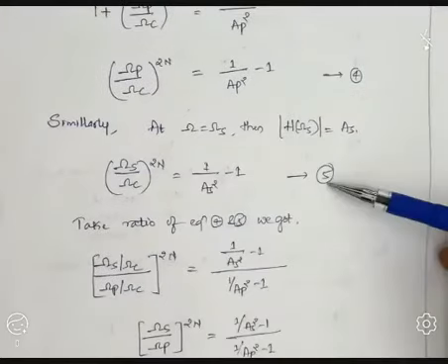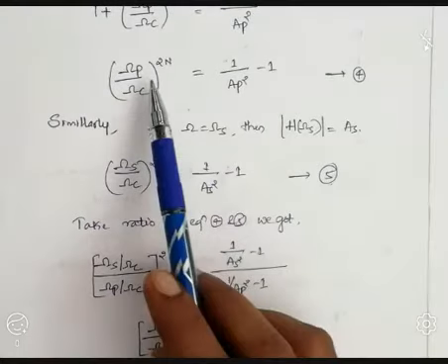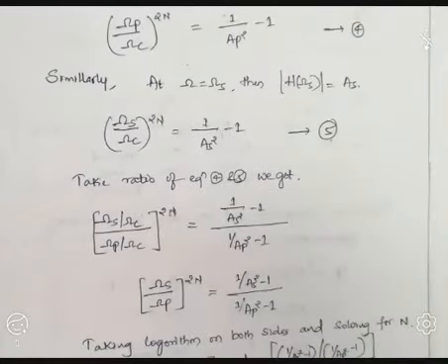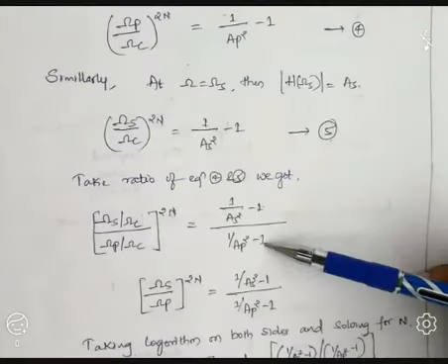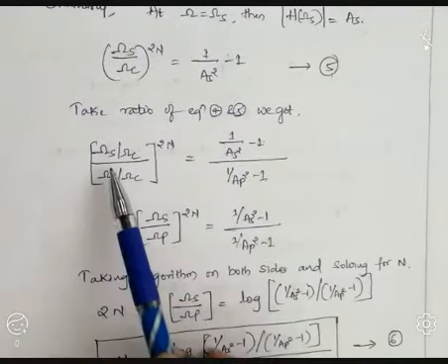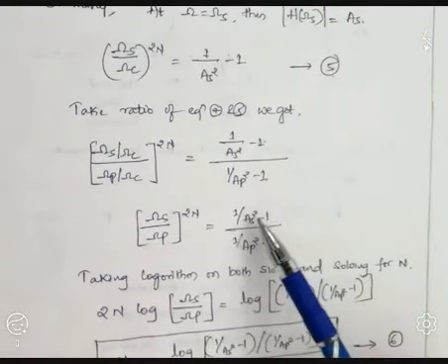Let us take the ratio of equations 4 and 5, that is, dividing equation 5 by 4. Then we are getting (omega s by omega C) to the power 2n divided by (omega P divided by omega C) to the power 2n. The power term 2n I have taken common for this ratio. Then what is left? 1 by A square minus 1 divided by 1 by AP square minus 1. Further simplification: omega C and omega C get cancelled. Left with (omega S divided by omega P) to the power 2n, that is equal to 1 by A square minus 1 divided by 1 by AP square minus 1.